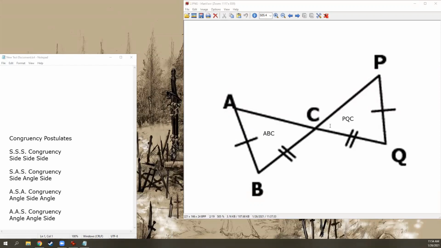This is going to become important later, not on the next test, but later. So I'm just trying to start now. So we need to start figuring out which postulates we can use.